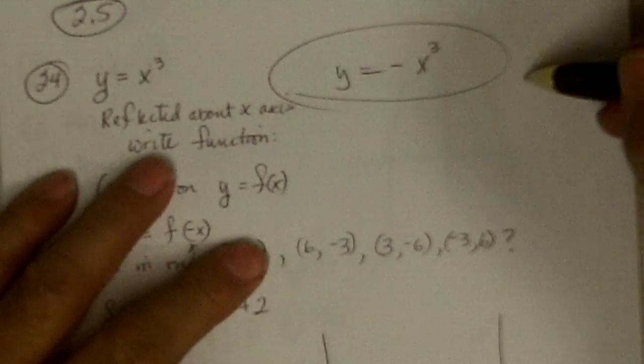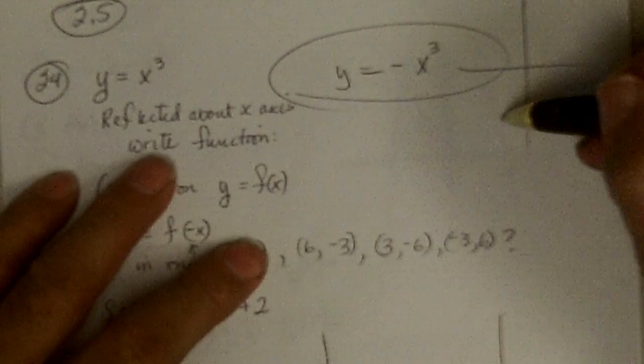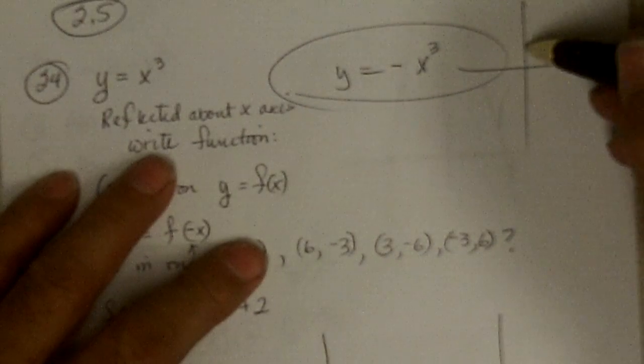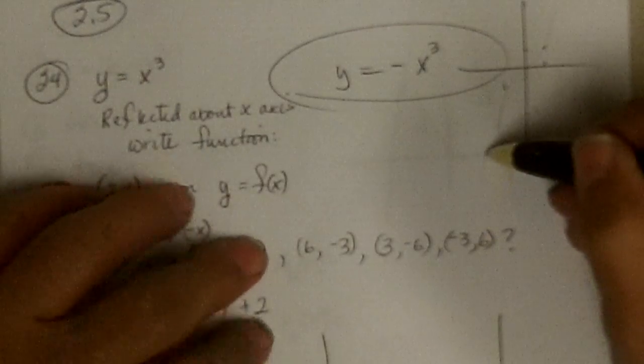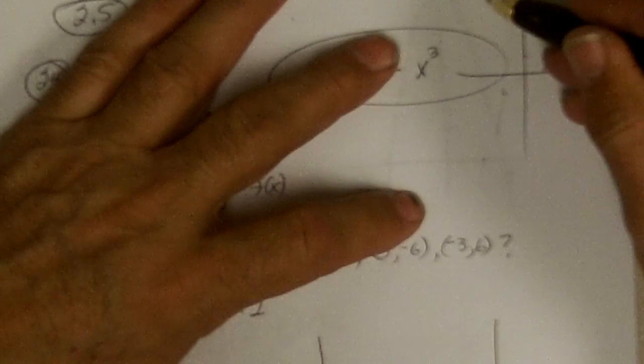And I could graph it. I don't know if they asked for you to graph it, but the regular one goes through 1, 1, and minus 1, minus 1, and 2, 8, minus 2, minus 8. And so we reflect it about there. It goes this way.